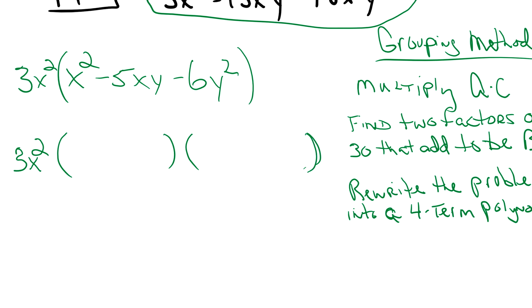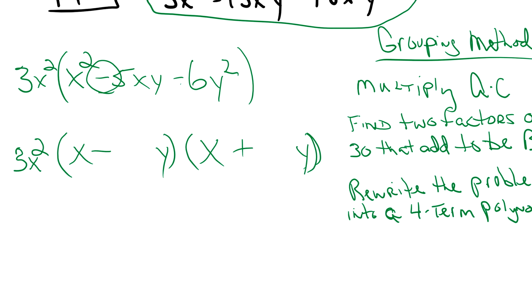I'm going to have an x here and an x here. Copy down my sign here, minus. And then if this is minus and this is minus, this is plus. Because a negative times a positive is a negative. And I see I've got a y squared at the end, so I'm going to put a y here and a y here.